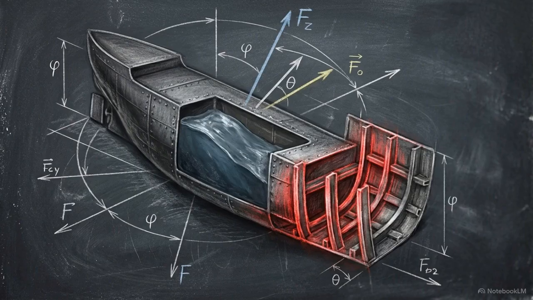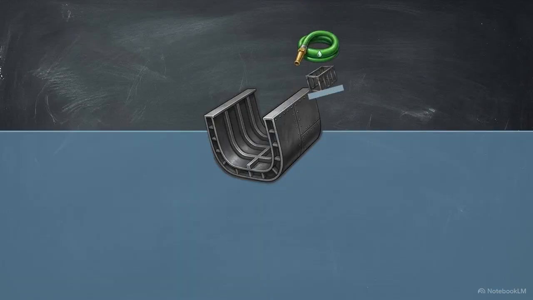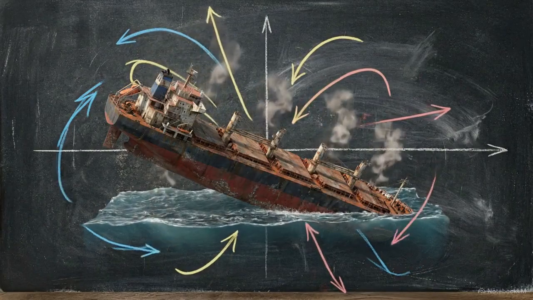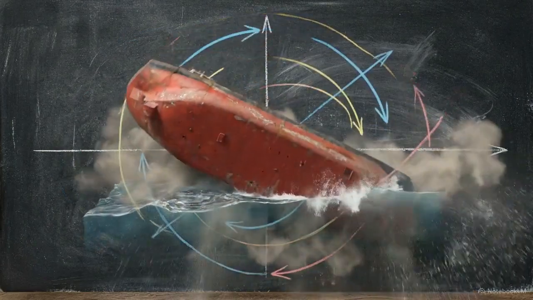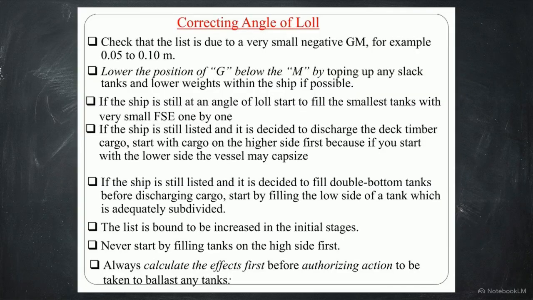When a crew finds their ship resting at an angle of lull, the immediate human instinct is to pump ballast water into the high side of the ship, to weigh it down and pull the deck level. Warning tone. Pumping water to the high side is a critical error. The ship violently rolls through the upright position, gains momentum, and completely capsizes. The objective is to drag the true center of gravity back down below the metacenter, ignoring the immediate instinct to level the ship.